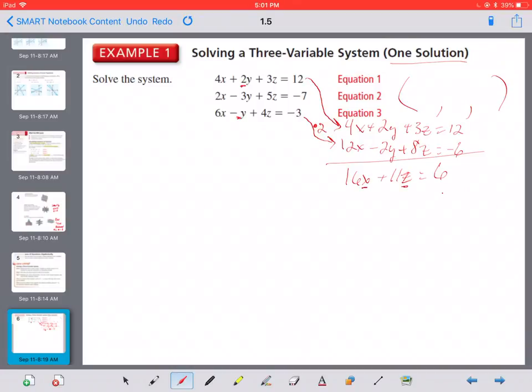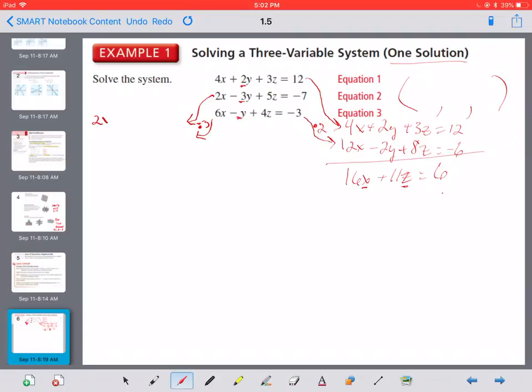Now I'm down to 2 variables. I'm going to pick another 2. I'm going to pick the middle one and the bottom one. So I'm going to pull them over this way, over here. I'm not going to do anything to the middle one because it's already a negative 3. I need to make 1y become 3y. So I'm going to multiply by a 3. Now they're both minus, so I need to do a negative 3 so that it changes the sign.